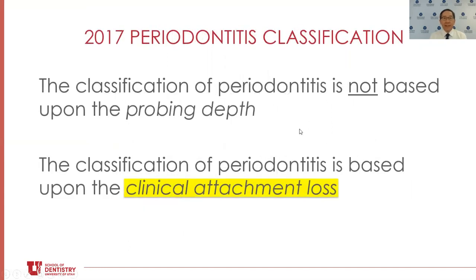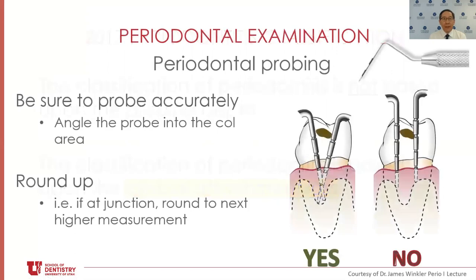So I want to emphasize the classification of periodontitis is not based upon the probing depth. The probing depth is not the determinant for the appropriate classification for the 2017 or the 1999 classification. The classification of periodontitis for both systems is based on the clinical attachment loss. How much loss of the attachment has occurred, and that then determines the appropriate classification to place your patient under.